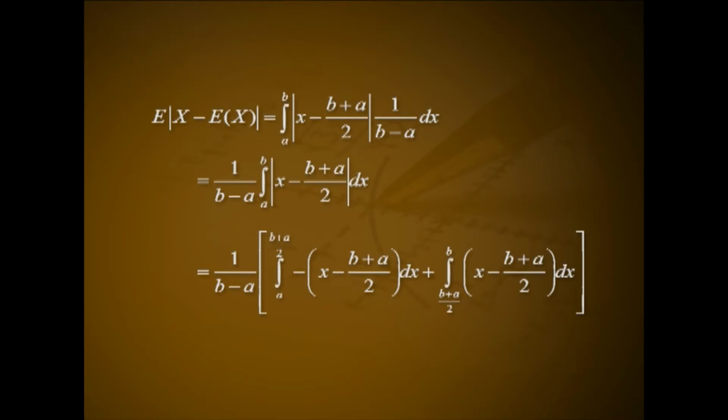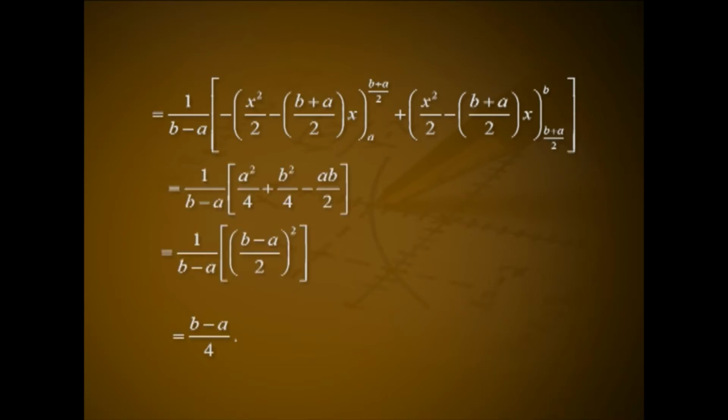plus the integral from (b plus a)/2 to b of (x minus (b plus a)/2) dx. That is equal to 1 by (b minus a) into minus of [x square by 2 minus (b plus a)/2 into x] over the limit a to (b plus a)/2, plus [x square by 2 minus (b plus a)/2 into x] over the limit (b plus a)/2 to b. That is 1 by (b minus a) into [a square by 4 plus b square by 4 minus ab divided by 2]. That is 1 by (b minus a) into ((b minus a)/2) the whole square, that is (b minus a) divided by 4.